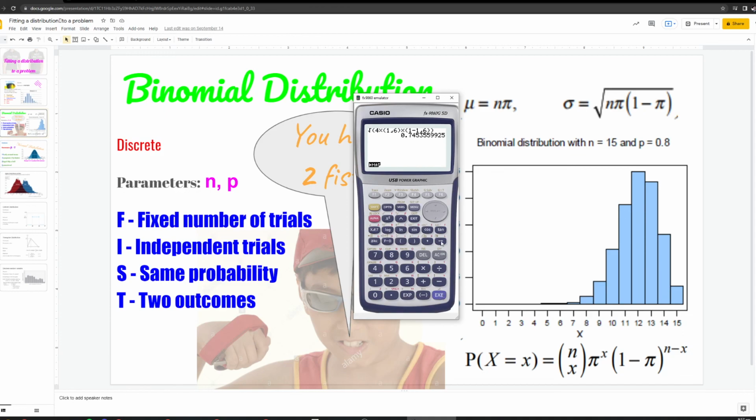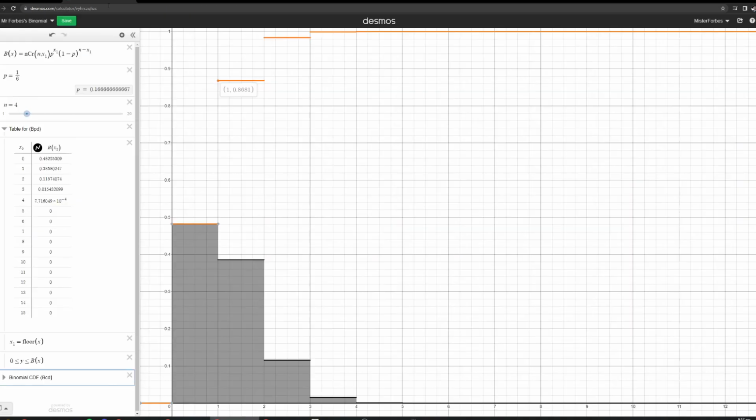So our standard deviation is 0.7454. Okay, cool. That is all for the binomial distribution. There you go.